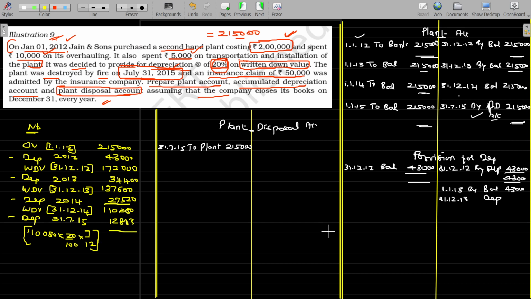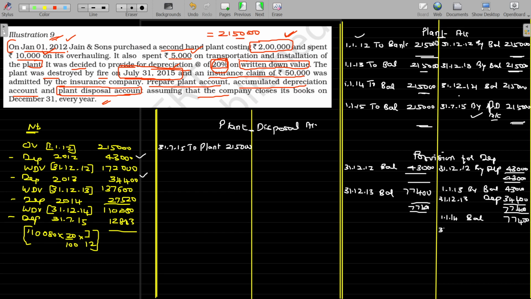Now here I'll post all these things in provision for depreciation. 43,000 is over. Second year, 34,400. If I total this, what is the total depreciation? 77,400. On 31/12/13, the balance now being 77,400. Next year, 1/1/14, opening balance being 77,400.